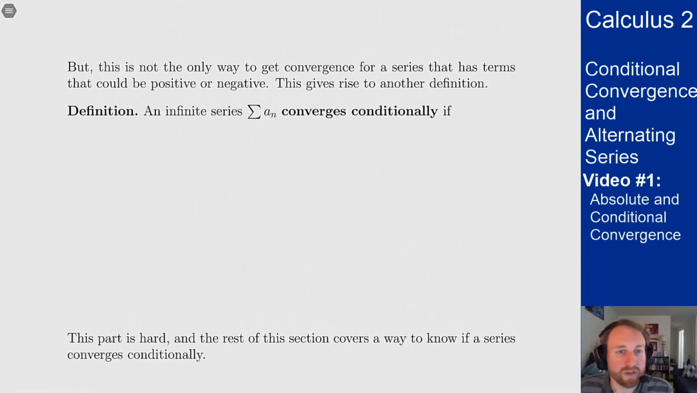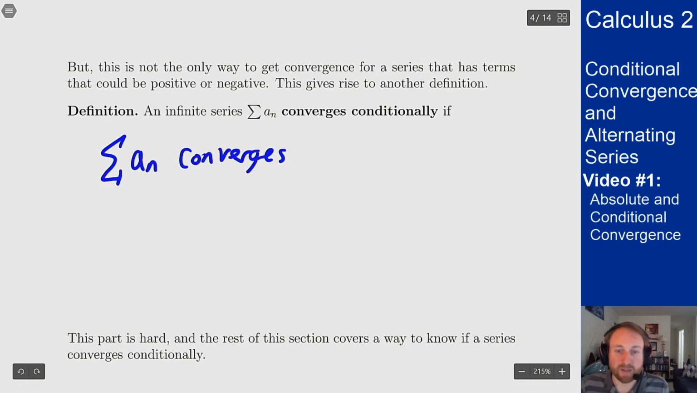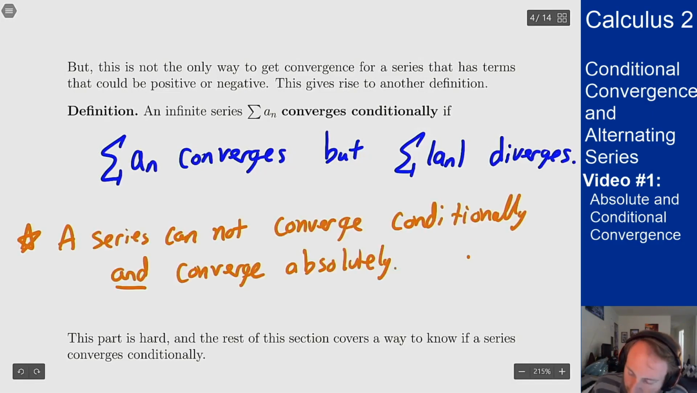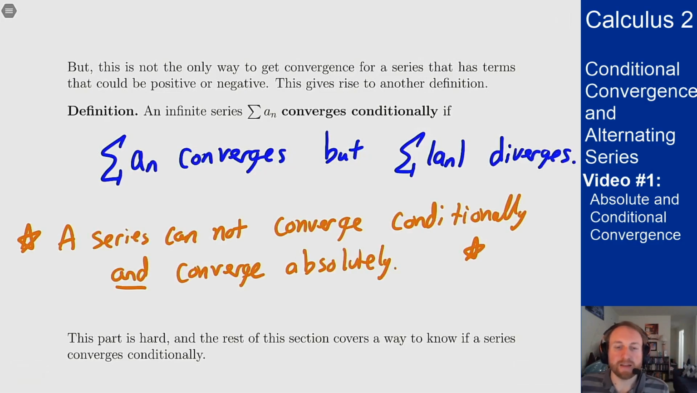However, that's not the only way to get convergence for a series that has positive and negative terms. What this said was that if it converges absolutely, then it converges. It could still converge without converging absolutely. And that's what this definition gives us, the idea of conditional convergence. The infinite series converges conditionally if the series converges, but the series is not absolutely convergent. So conditional means I know for a fact that my series itself converges, but the absolute value one diverges. This means a series cannot both converge conditionally and absolutely. Conditional convergence depends on the series not converging absolutely, so you cannot have both of these at the same time.